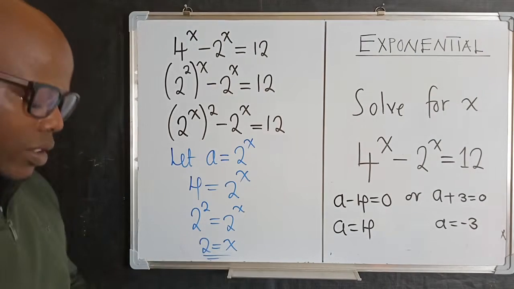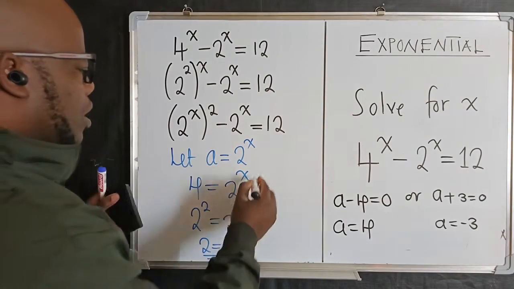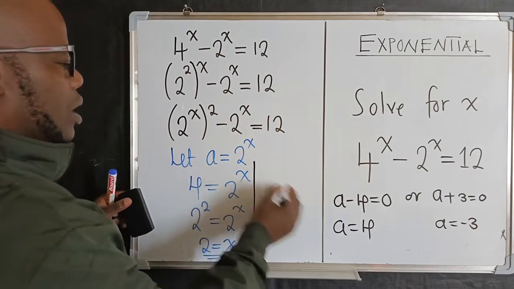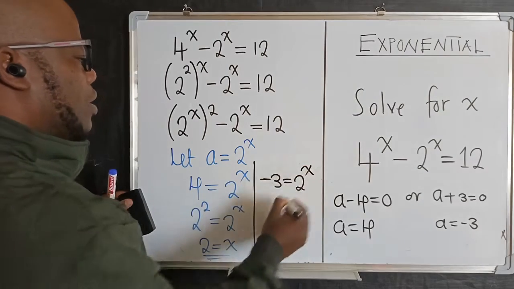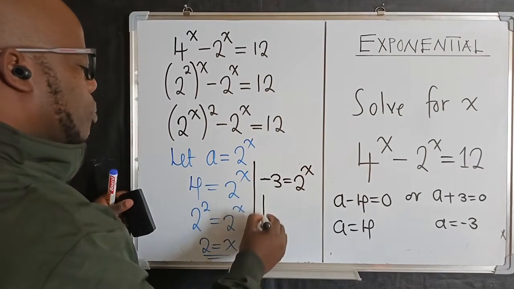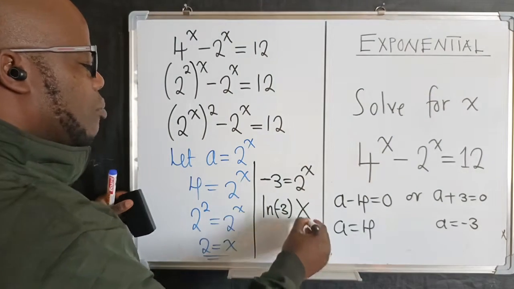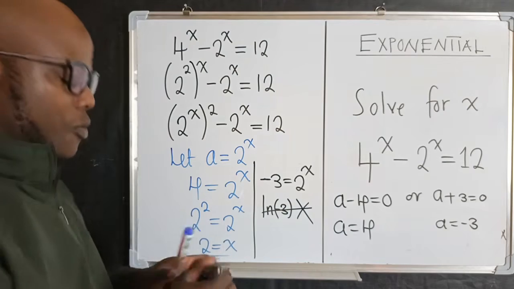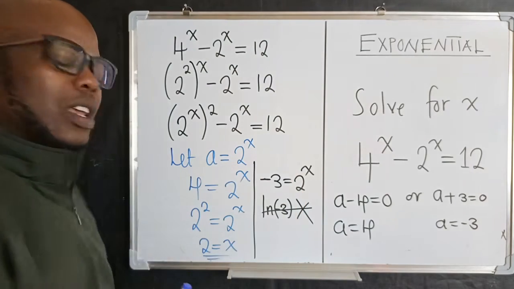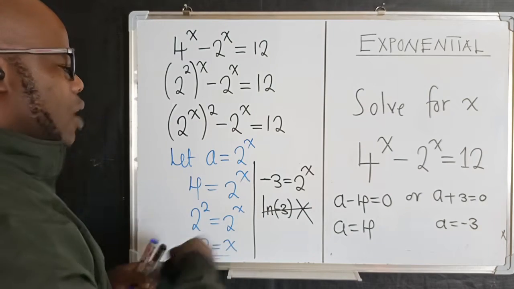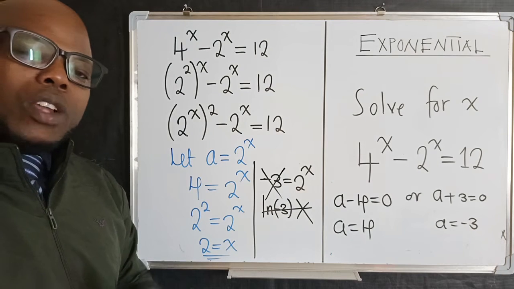So one value of x is equal to 2. For the other value, we have negative 3 is equal to 2 power x. Here we need to apply ln of a negative number, but ln of a negative number does not exist. The bases are not the same, so the only option we can use to find this is to apply log or ln. Now ln doesn't work with a negative number, so we have to end right over here.